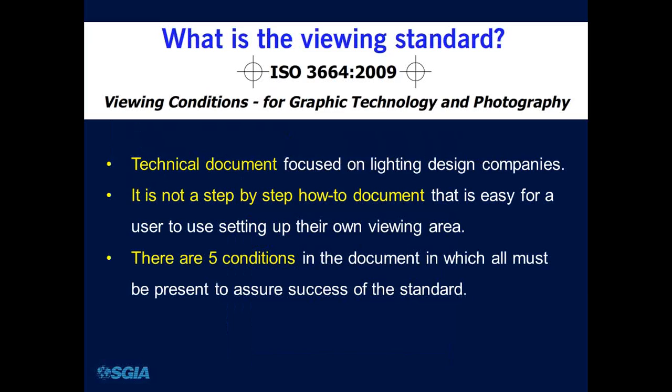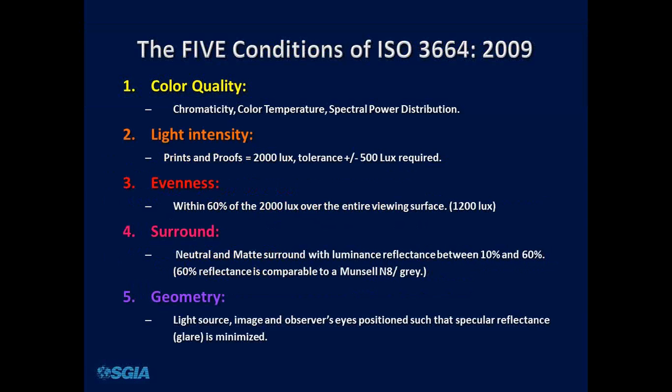This is the current viewing standard, 3664-2009. It's just a technical document focused on lighting design companies. It's not a step-by-step how-to document. There are 5 conditions, and let's take a look at those. So we have color quality, chromaticity, color temperature. Number 2, the light intensity.